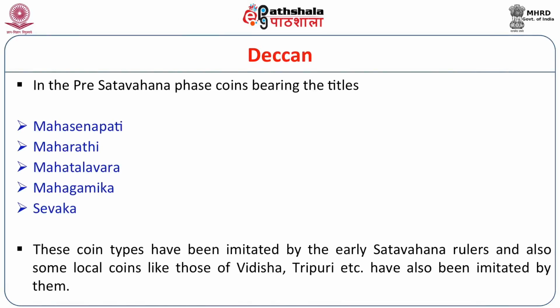So here we find that the Satavahanas imitated the coin types which were circulating in these regions or localities. So in Vidisha you find the Satavahanas imitating the coins of Vidisha. In Tripuri you find Satavahanas imitating the coins of Tripuri.